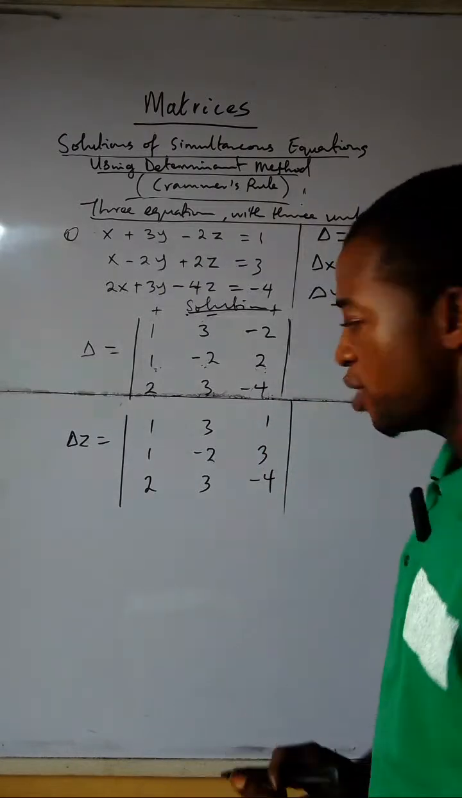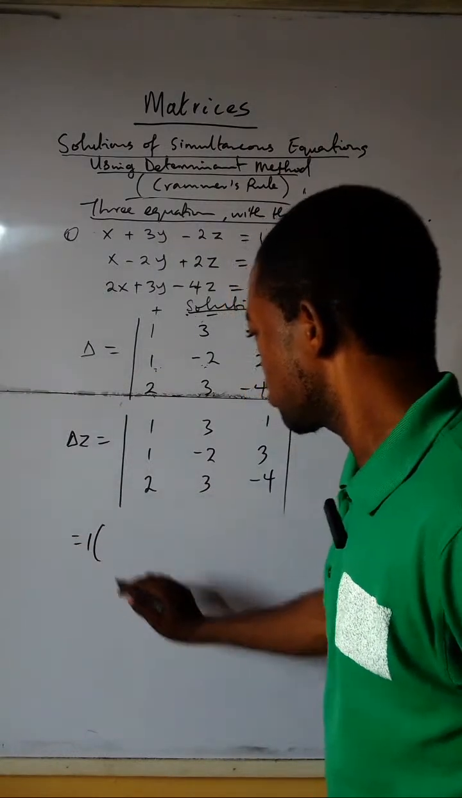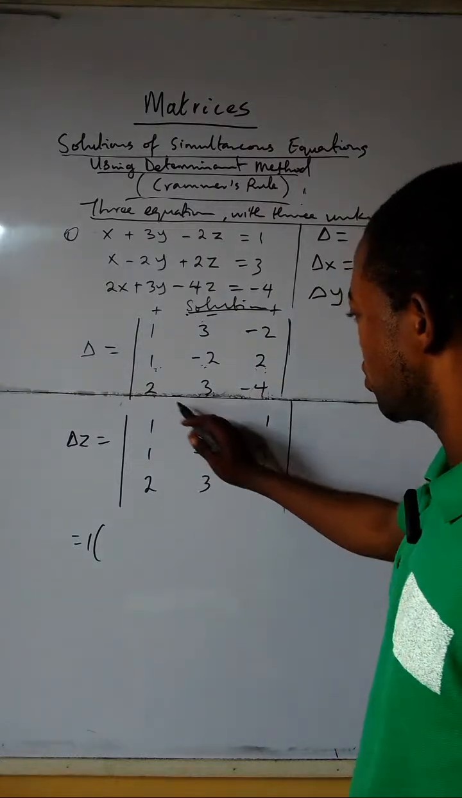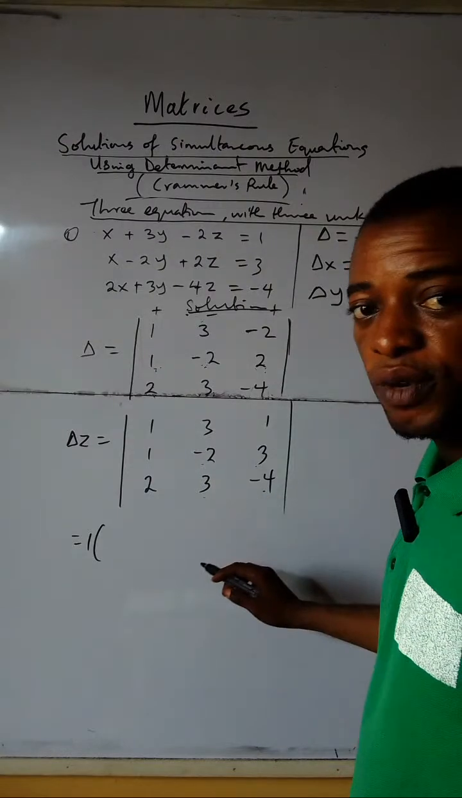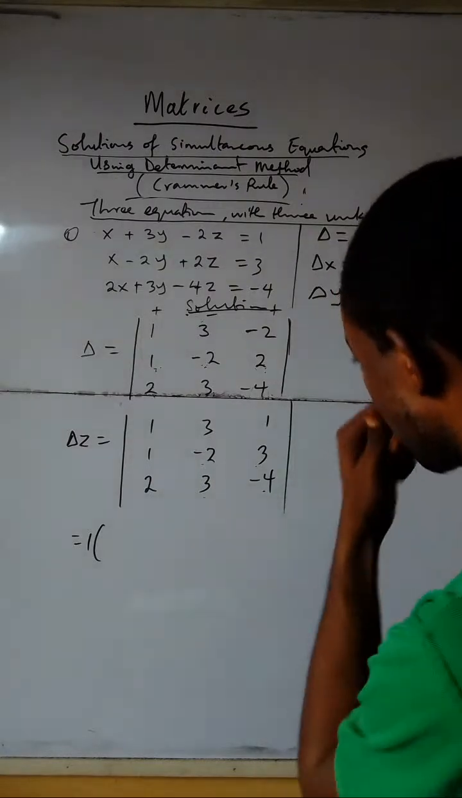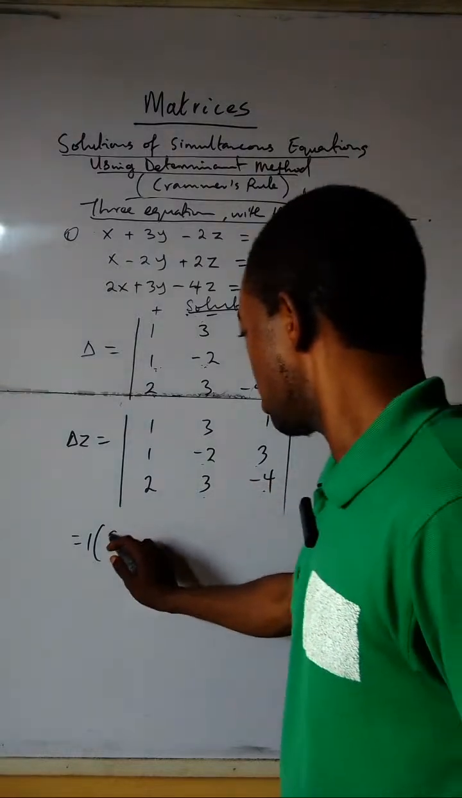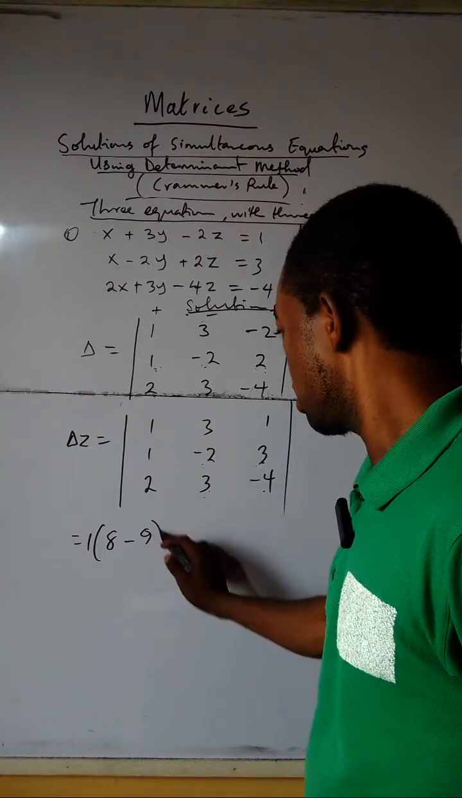Then find the determinant here. Expanding along the first row, we have 1 times. We cancel the elements on the row and the column here. We are left with this 2 by 2 matrix. And you find its determinant. And you have minus 2 times minus 4, that's 8. Then minus 3 times 3 here, that gives us 9.